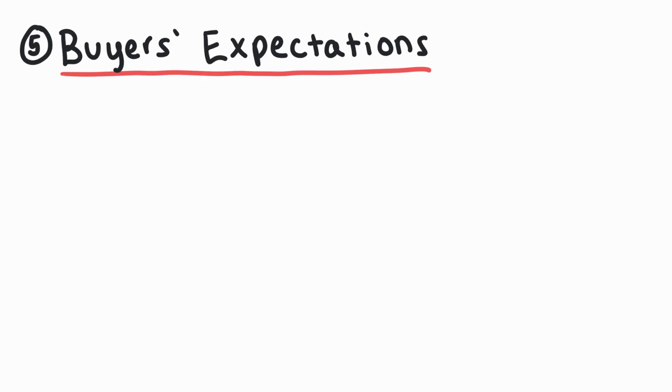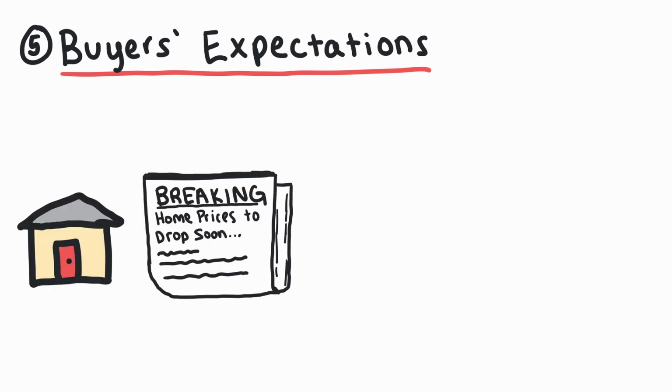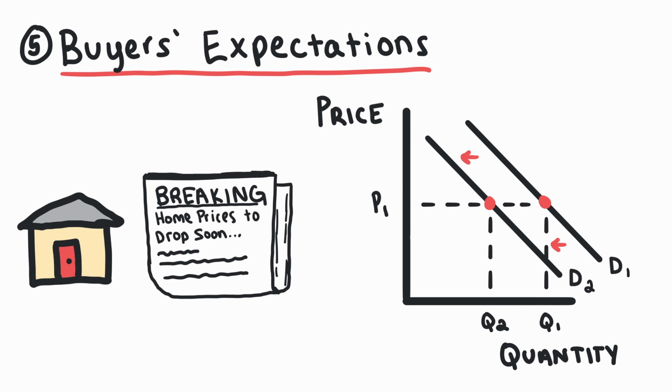And finally, our last shifter is buyers' expectations. If you hear that housing prices are going to fall over the next year, you might hold off on buying a house today. Why pay a high price when you can just wait a little while and pay less? So the expectation of lower prices tomorrow causes a decrease in the demand for a house today.